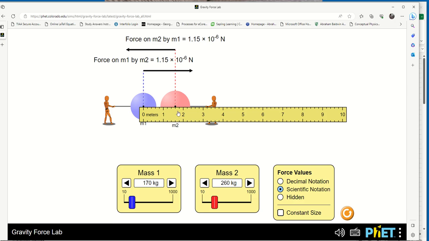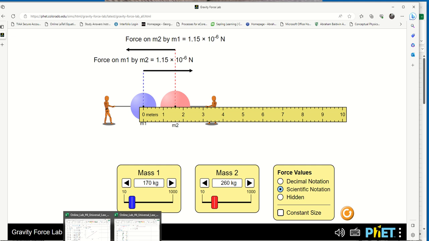Right now I'm at 1.246. So I'll set it right at 1.6, and notice by Newton's third law, we know that the force on M1 is going to be equal but opposite to the force on M2. The force is 1.15 times 10 to the minus 6 newtons. That's for R equal to 1.6. So you go to the simulation. Again, it's a little bit of a tedious process, but it's an online lab. It is what it is.